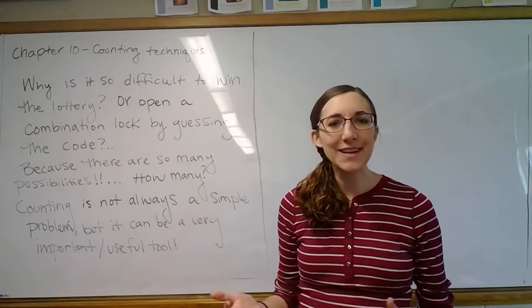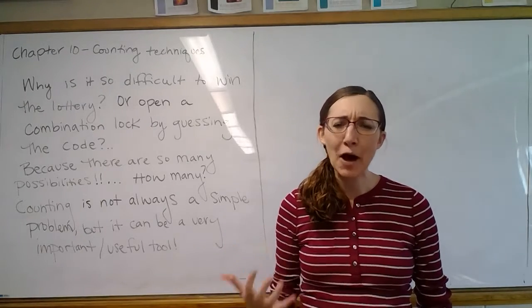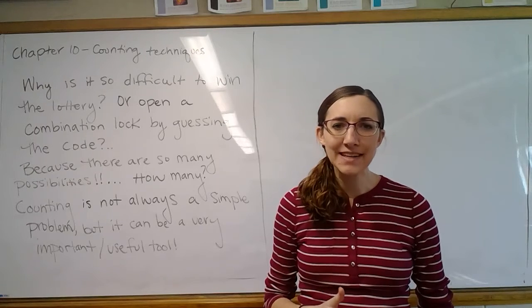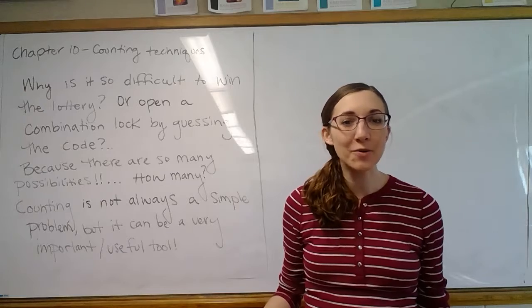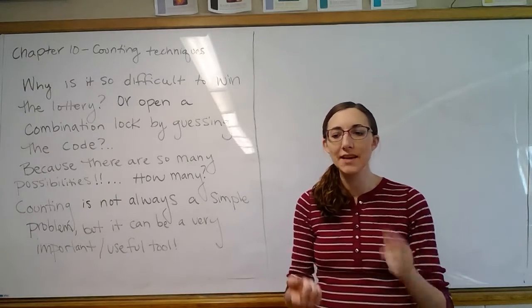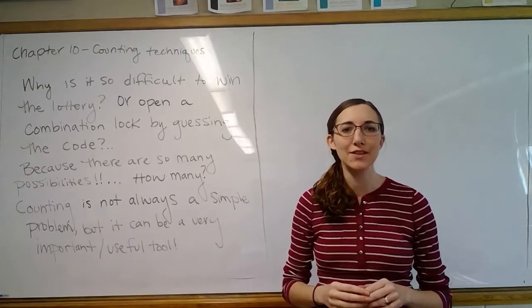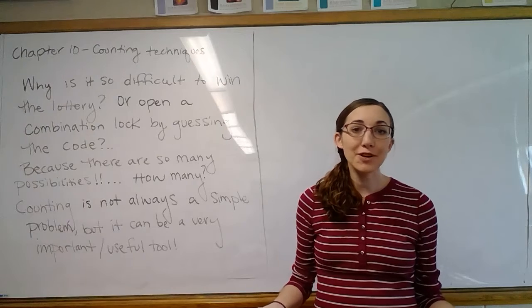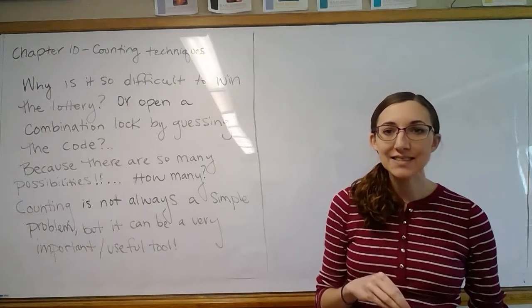So it turns out that if you think about those two examples, to try and answer that, like how many lottery numbers are possible to pick? That's a really hard question. That's not something that you can just write out all of the possibilities and say, all right, here's a first possibility, second possibility, third possibility. You're going to run out of time trying to do that. So we need to learn some techniques.